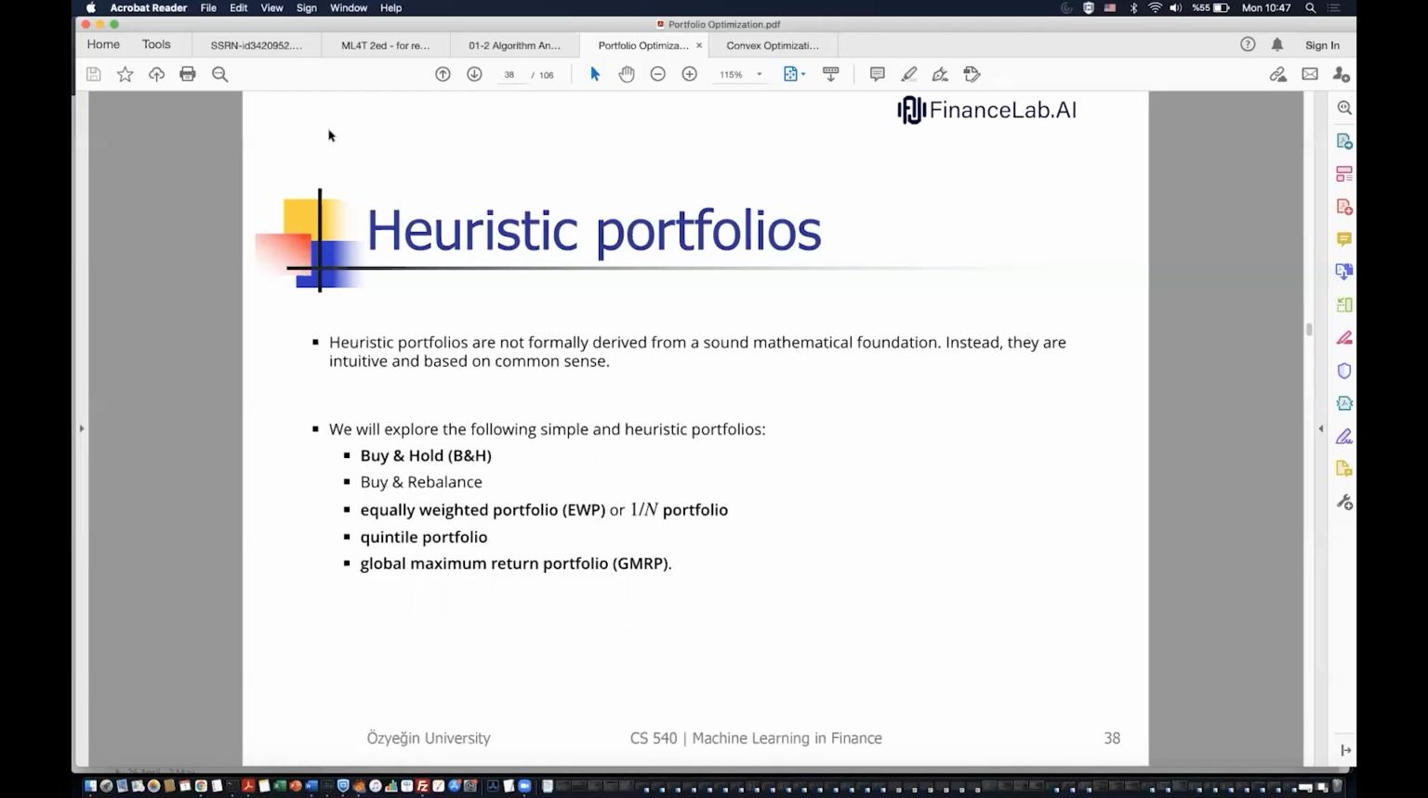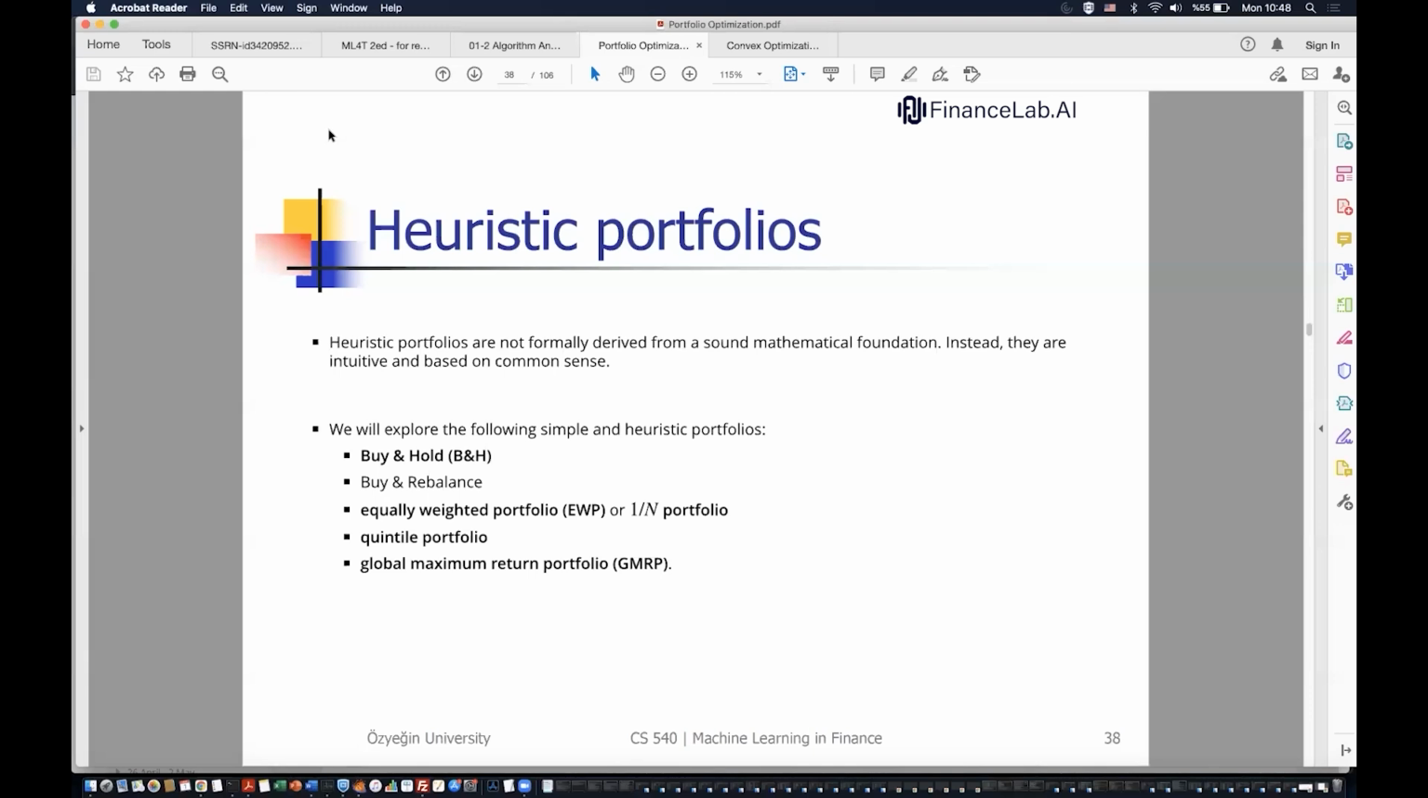There are a number of portfolios, and the ones we're going to look into are the heuristic portfolios, which are not formally defined, but are some sort of simple portfolios that we're going to use. There are certain examples of these simple portfolios. One is buy and hold, where we buy a stock and then we hold it. The other is buy and rebalance. So we buy a stock, but at certain frequencies, we rebalance the stock or the weight of the stock.